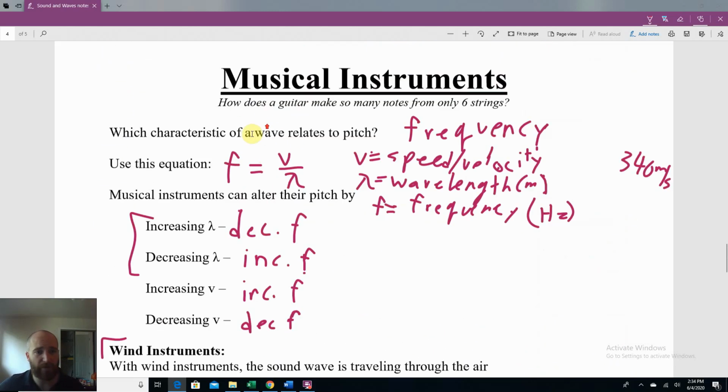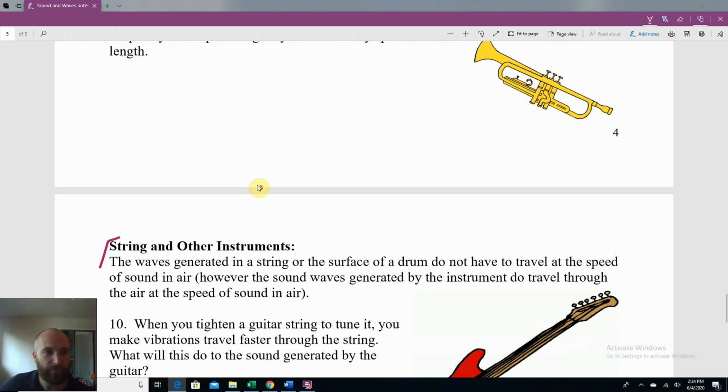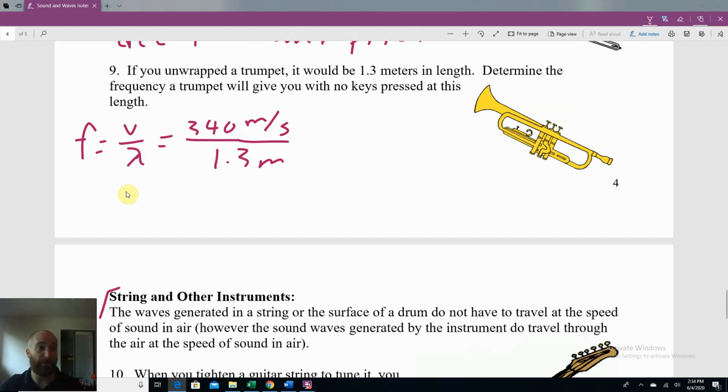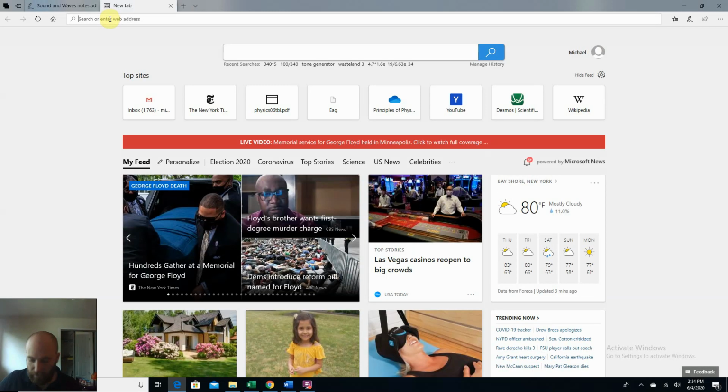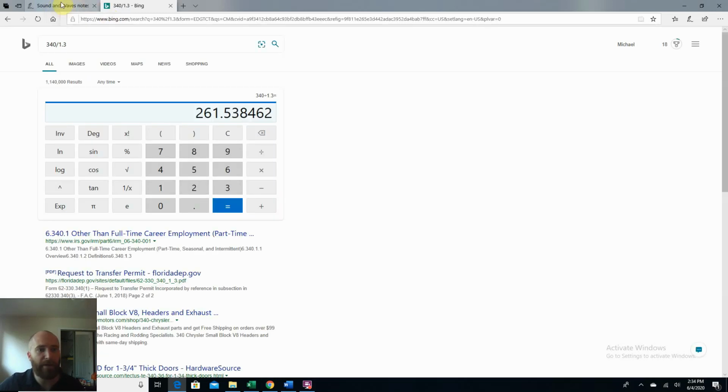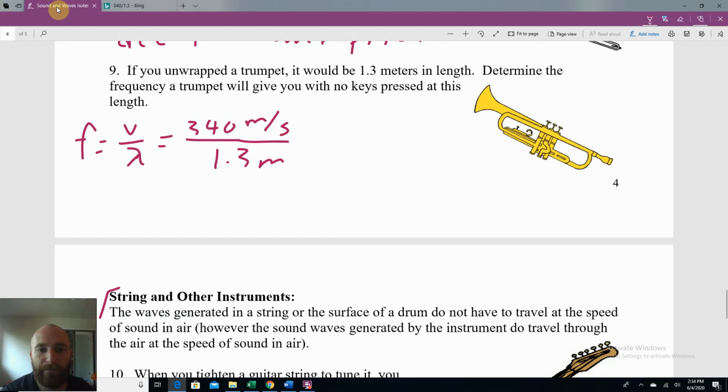And if we're calculating, we'll use an equation. F equals V over lambda. Again, we know the speed of sound, it's 340. And we know that because I told you that. And then the wavelength we said is 1.3 meters. So let's figure out what this would give us. 340 divided by 1.3. I got 261.5. And that frequency corresponds with a certain note that you would hear.